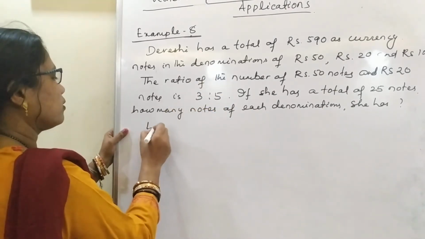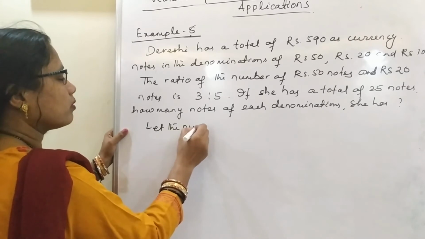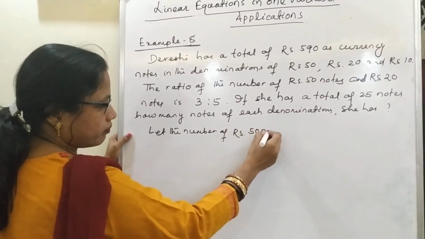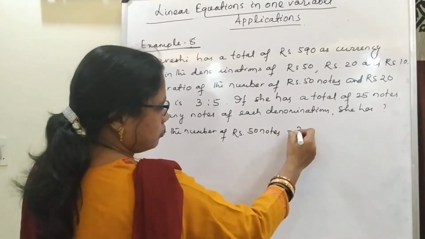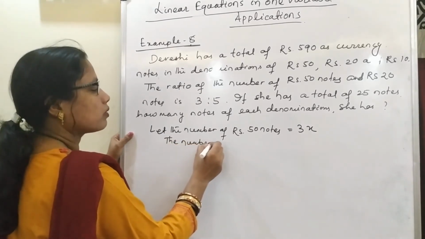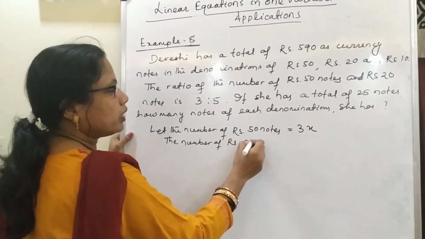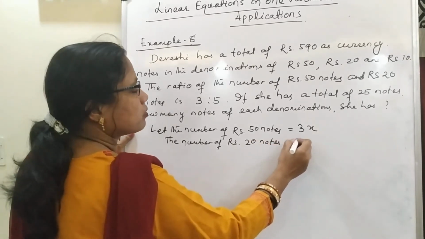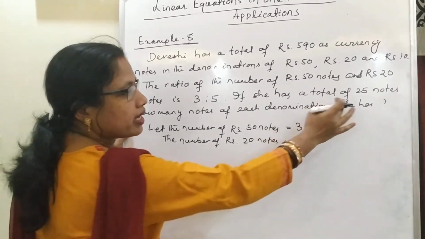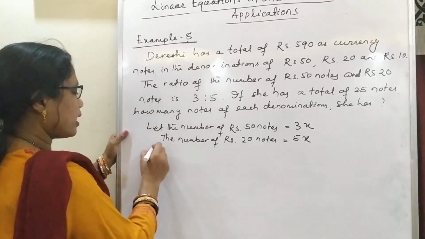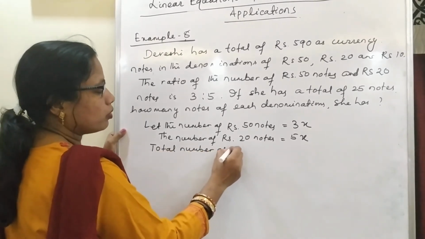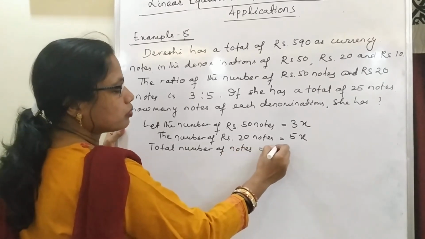So let the number of rupees 50 notes be equal to 3x, and the number of rupees 20 notes be equal to 5x. Then what is the total number of notes she has? This is 25. So the total number of notes is equal to 25.